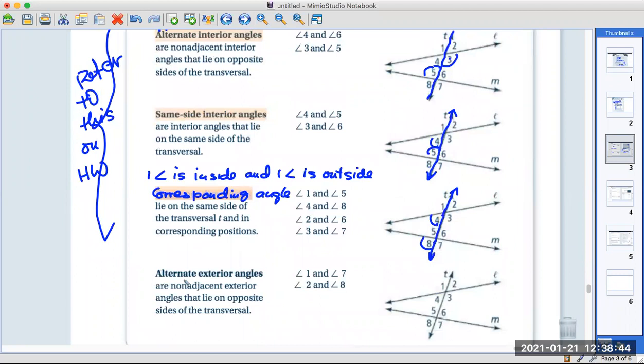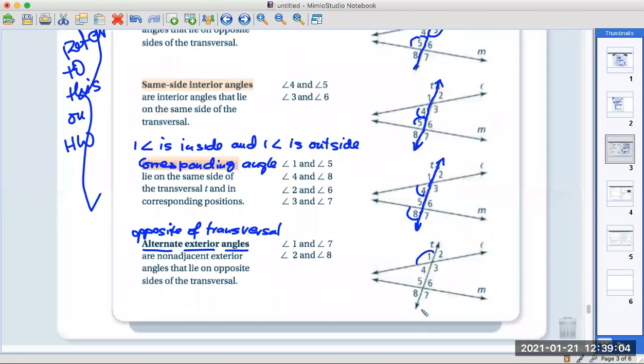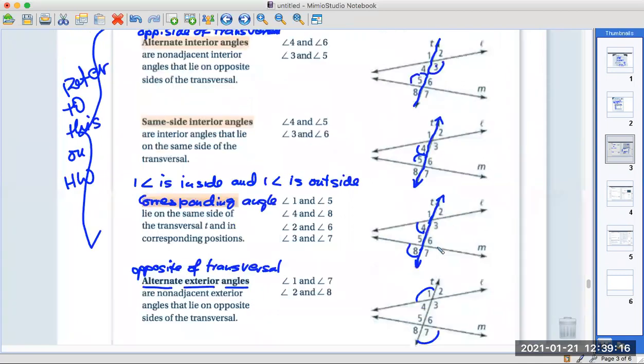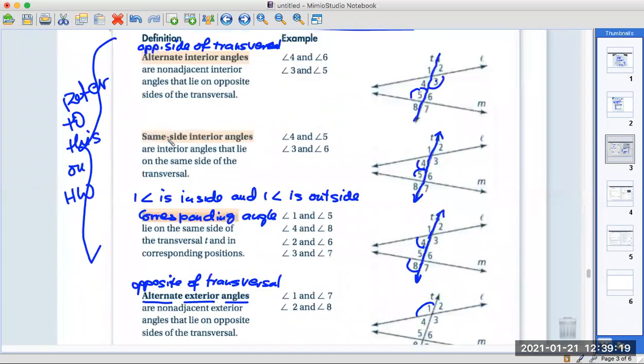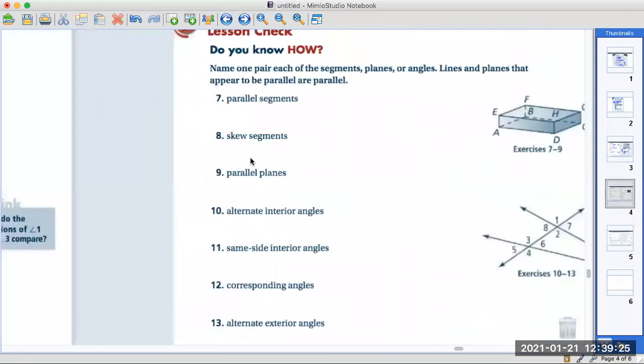And then we have alternate exterior, on the outside. Exterior alternate again means opposite sides of the transversal. So 1 and 7 are on the outside and opposite, alternate, and 2 and 8 as well. So those are the angle pairs you need to know. Those 4 definitions you definitely want to go back to.